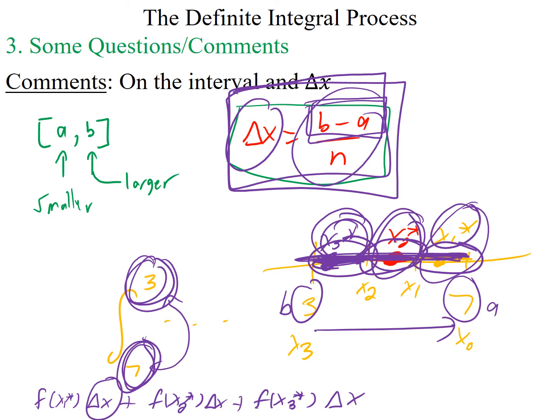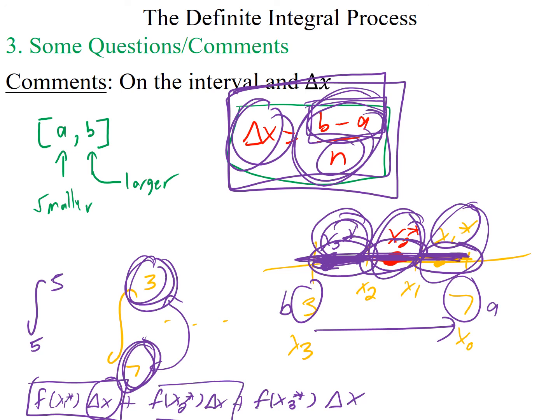And of course, if the top and bottom numbers are the same, like 5 and 5, you can see right away b minus a over n would be 0. So delta x would be 0. So each term multiplied by delta x would be 0. And that's why you've learned that when you do an integral from a number to itself, you get 0 for the answer. Okay, so there's that comment.